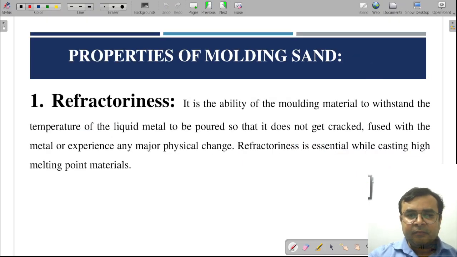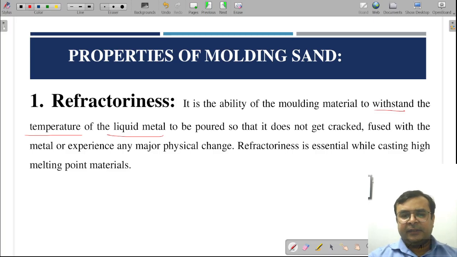Next, you can see the properties of the molding sand. The first property is refractoriness. What do you mean by refractoriness? It is the ability of a molding sand to withstand high temperature against the liquid metal. So this is called refractoriness, and every molding sand should have this refractoriness property.